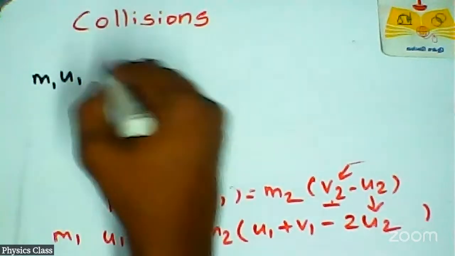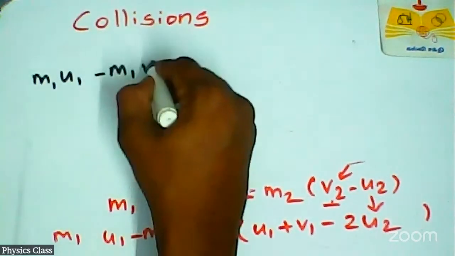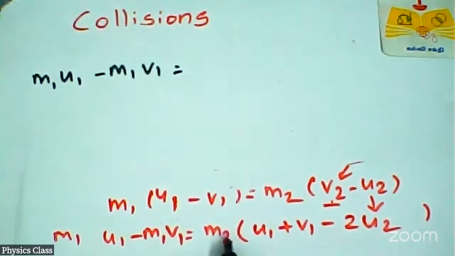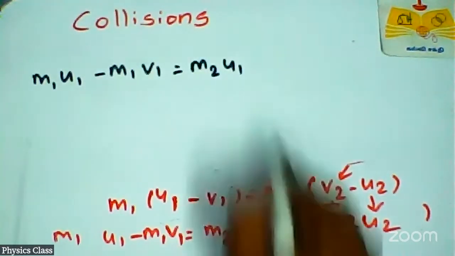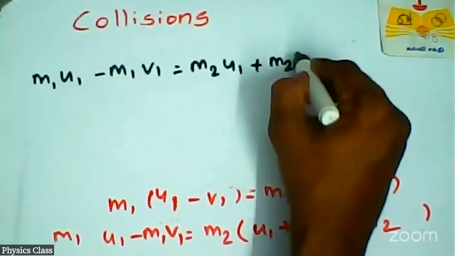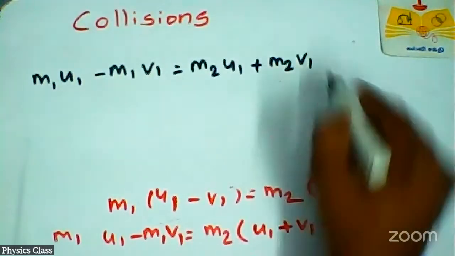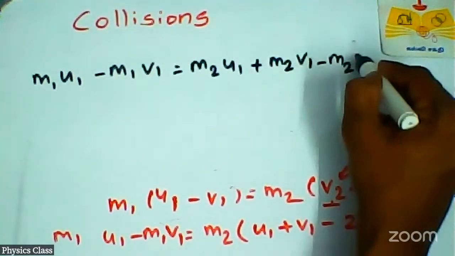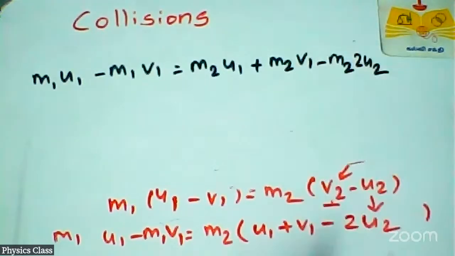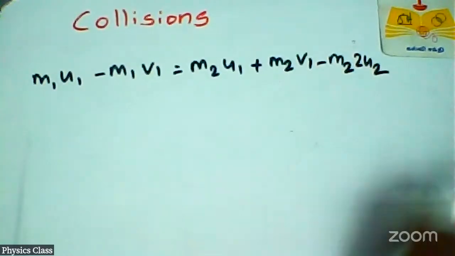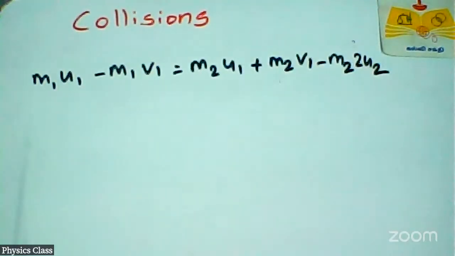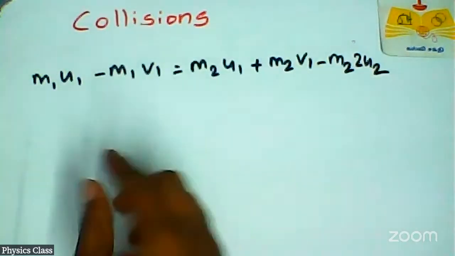m1 u1 minus m1 v1 plus m2 into v1, m2 into minus 2u2. So this is the process to find what v2 is. Okay, right.